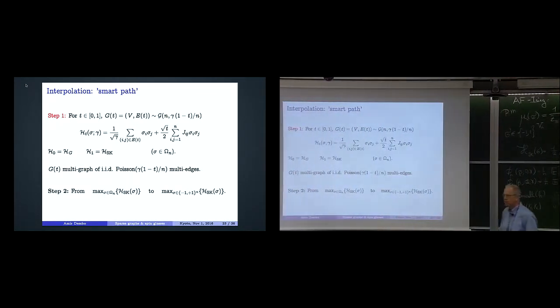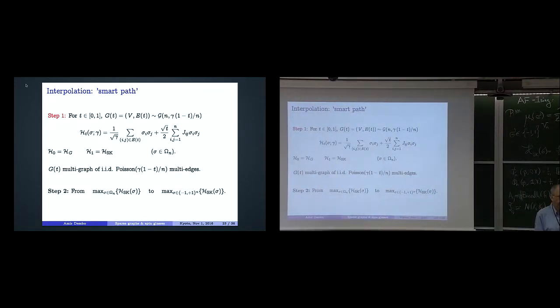So how do you do a smart interpolation? You say, well, let me take a mixture of the two, correctly interpolated. So at one end, when t is equal to 0, I have 0 here, so nothing comes from here, and I have here the graph G(n, gamma over n). And when t is equal to 1, I want to kill this, make it 0, and put here a 1, so I will recover the Ising Hamiltonian.